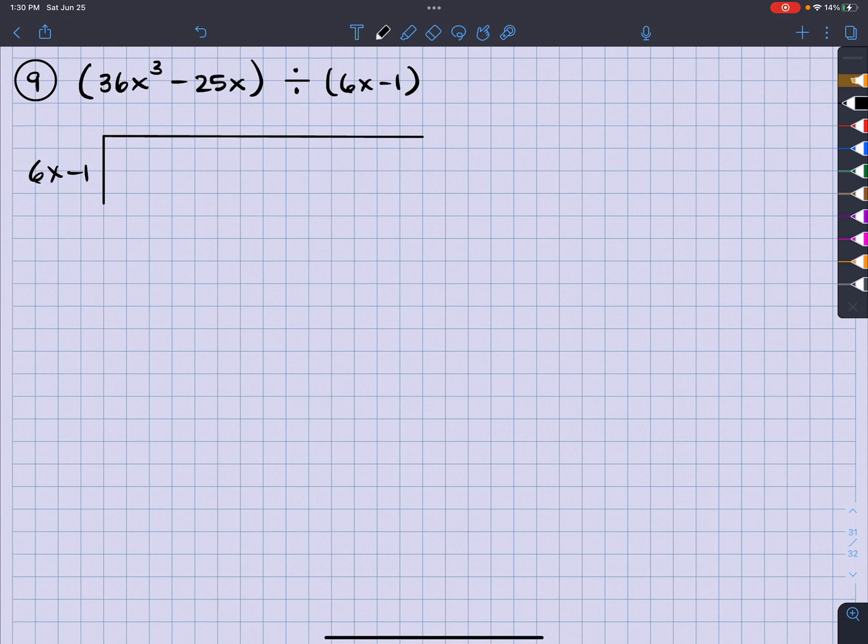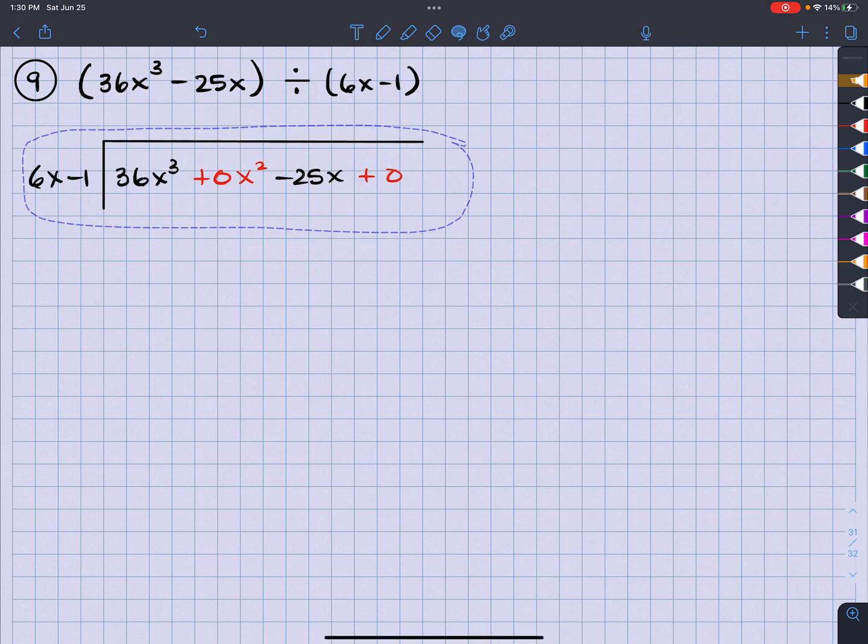It's because I'm going to need some placeholders in here. The highest power is a 3, so I need the 3 to go to the 2, to go to the 1, to go to the none. So I'm going to have to write down 36x to the third plus 0x squared minus 25x and then plus 0. These are called placeholders, which I think will be helpful for us in terms of keeping all of this organized. So let me go ahead and lower this just a tad here.